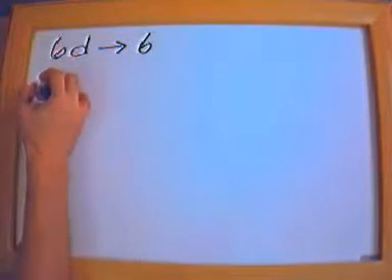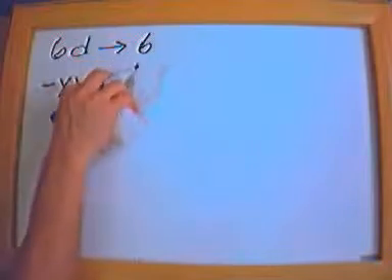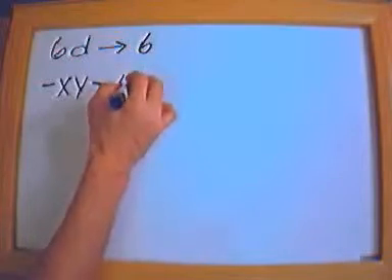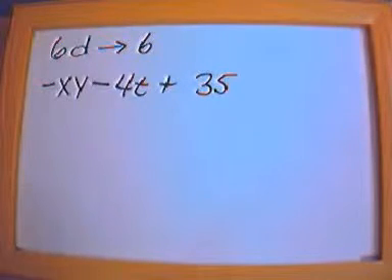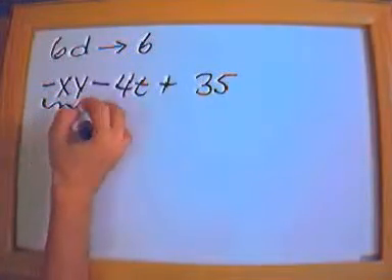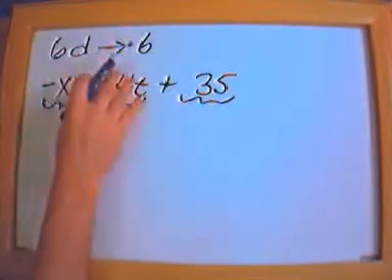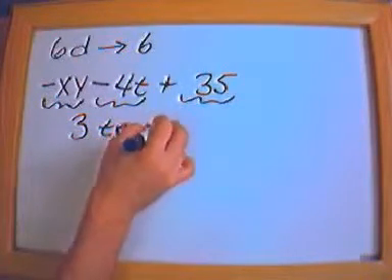So let's just do a couple of additional ones. What if I have an expression that looks like negative x times y minus 4t plus 35. So first of all, how many terms do we have? A term is a grouping of things that are multiplied or divided. So in this case, we have 3 terms. This is a term, this is a term, and this is a term. And we're just going to see by example that groupings of things are basically terms. So there are 3 terms in this expression.